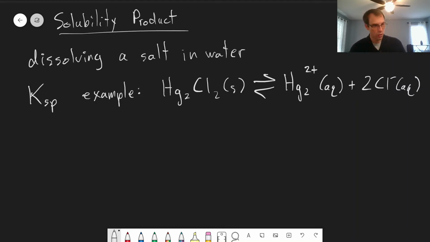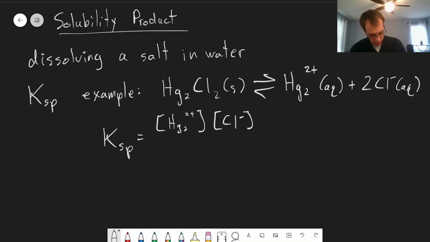Now we can write K for this reaction. We write KSP. We take our products. Our products are our mercury 1 ion. There's only one of those, stoichiometric. And chloride, on the other hand, has a stoichiometric coefficient of 2, so we need to put the squared there. And then we divide it by our Hg2Cl2.